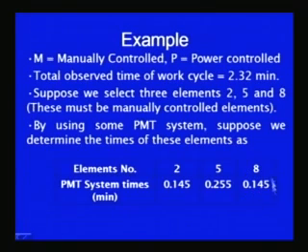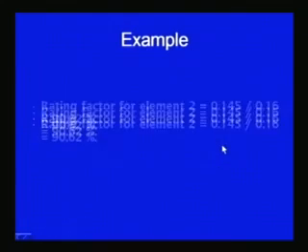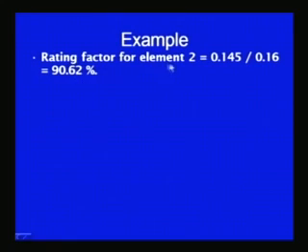So, these time values are compared with the actually observed time values for these 3 elements, and the rating factor for element 2 is determined from the ratio of the time required, obtained from the PMTS table, and the time which is actually required for carrying out the job, obtained from the time study. So, the ratio of the two gives the rating factor for element number 2.